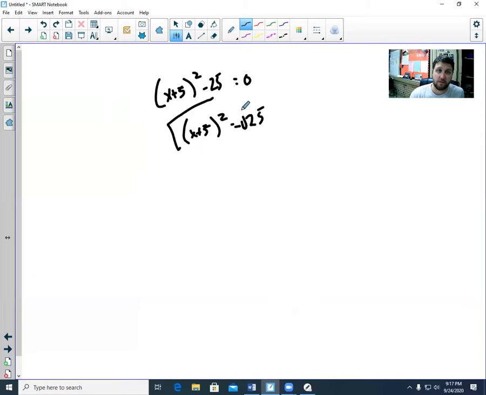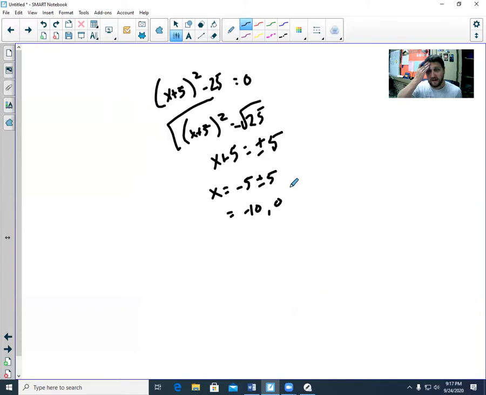I take the square root of both sides, and I end up with x plus 5 equals plus or minus 5. And now my answer is just going to be x equals -5 plus or minus 5, which means my two answers are going to be -10 and 0. So that gives me both of the things that I'm dealing with here, and that's what roots are. Now that leads us right into the next example with completing the square.